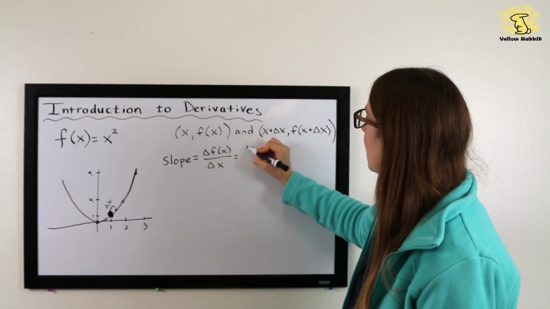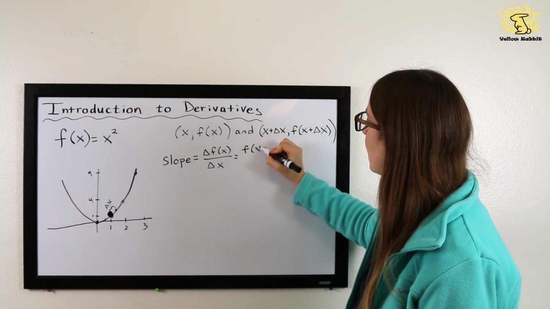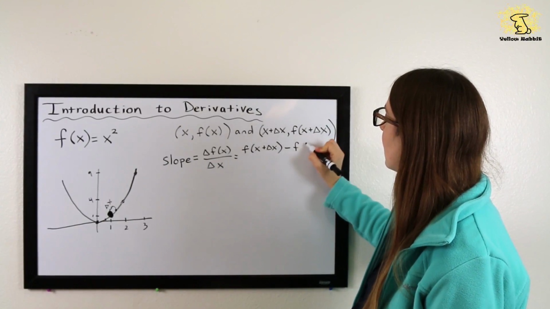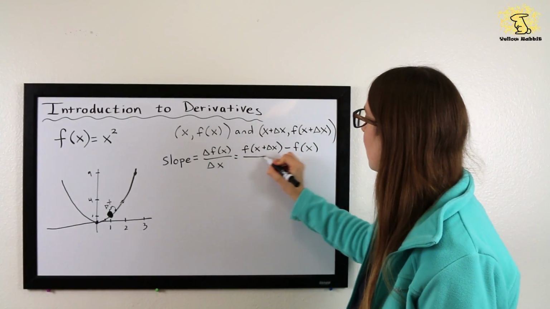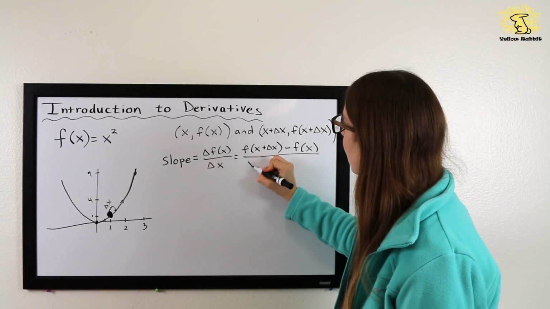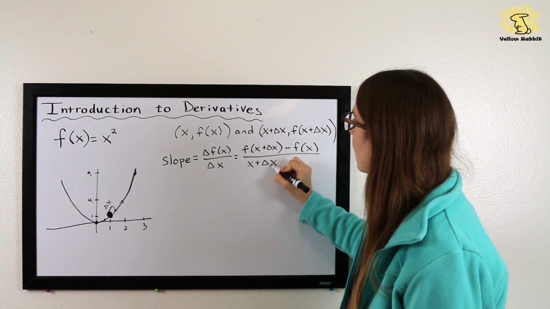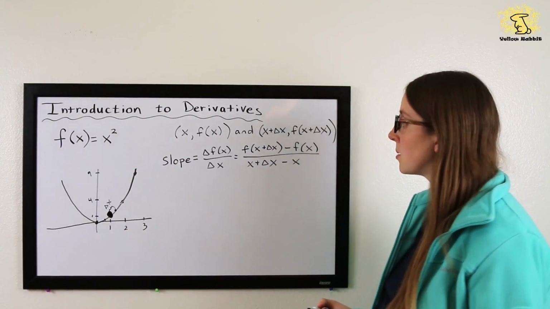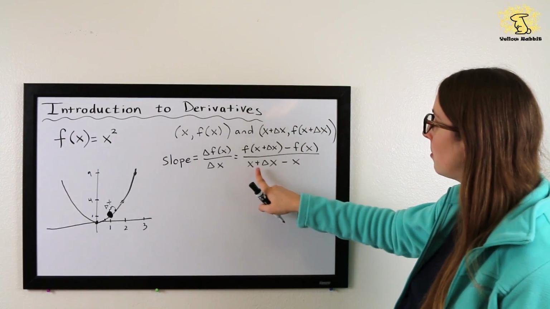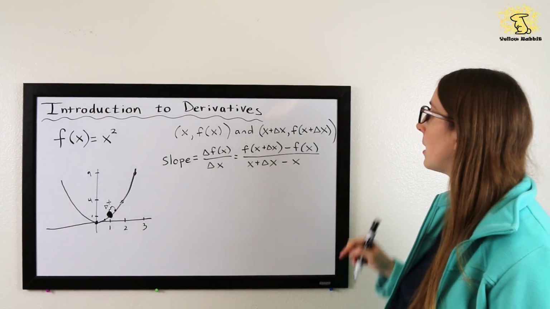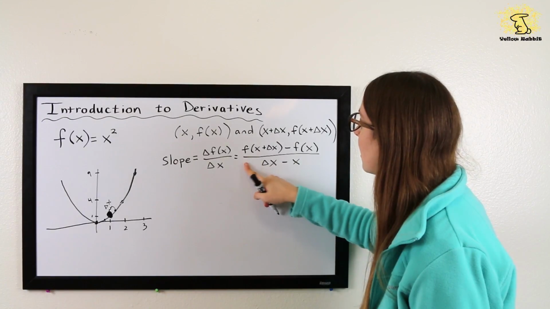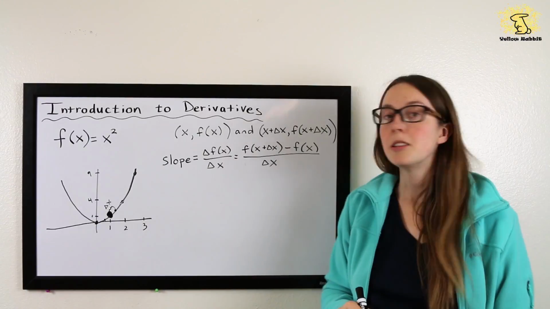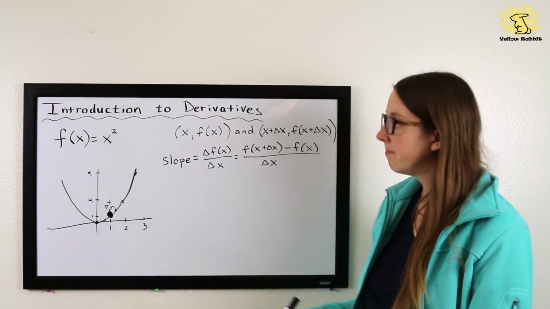So here that would be change in f of x is f of x plus delta x minus f of x divided by x plus delta x minus x. I can't simplify this expression very much at the start, but I can here see that my x minus x in the denominator will cancel, leaving behind just the delta x. So here we go with our starting point.